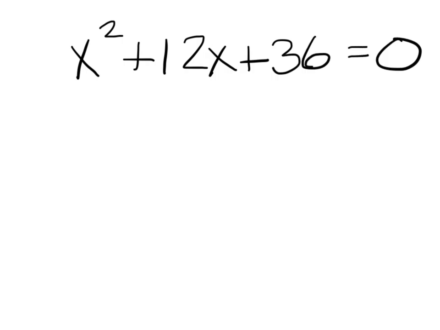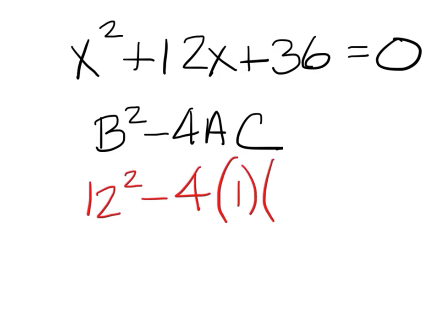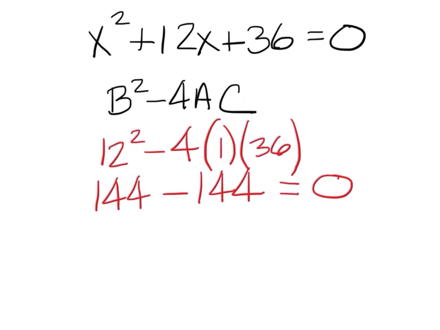This one is x squared plus 12x plus 36 equals 0. You have to use b squared minus 4ac. What is b? 12. So 12 squared minus 4 times what? 1 times 36. Okay, so simplify to get 144 minus 144, which is 0. So how many solutions are there? There's 1. This one only has one solution because the answer to the discriminant is 0.